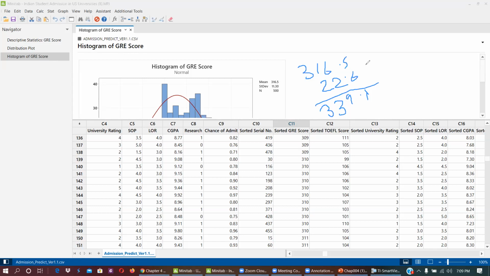So 316.5 minus 22.6, we are getting 293.9. So the range is 293.9 to 339.1. Let me see between this range how many numbers we are getting out of 500. Okay, let's see the range here. Where is the GRE score? 294.